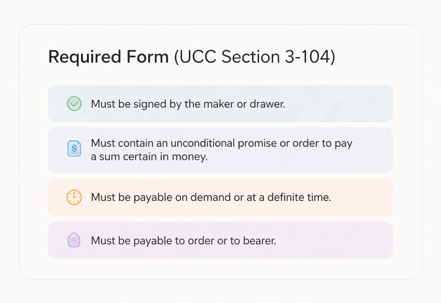So what exactly must a document look like to qualify for these special rules? Under the Uniform Commercial Code, it must meet four strict criteria. It must be signed by the creator. It must contain an unconditional promise or order to pay a specific, certain sum of money. It must be payable either on demand or at a very specific future time. And finally, it must be payable to order or to the bearer of the document.